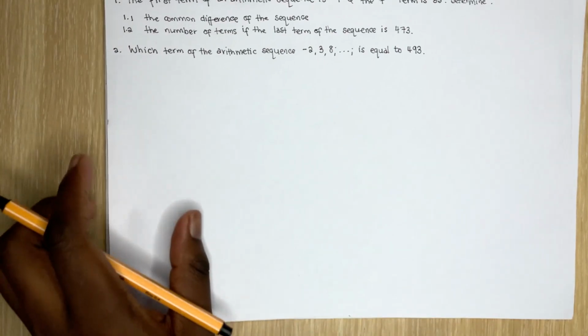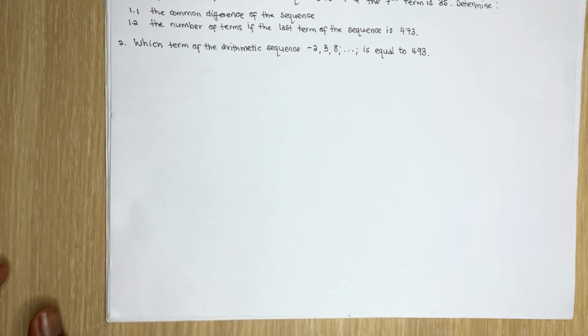So for your practice, try out these following questions. Okay, so question 1, we have an arithmetic sequence, right? Where the first term goes to -1 and the seventh term goes to 35, and you're supposed to determine the common difference and then the number of terms if the last term of the sequence is 473. And then the second question is, which term of the arithmetic sequence -2, 3, 8 is going to be equal to 493?